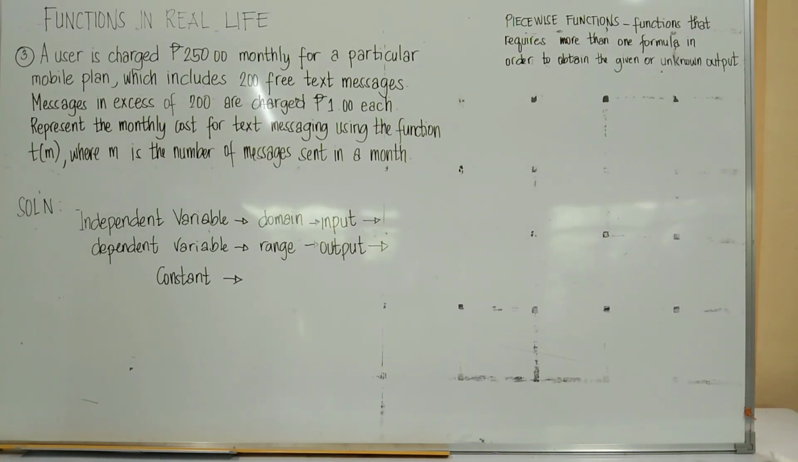Number 3 on the board. Continuing our functions in real life. A user is charged 250 pesos monthly for a particular mobile plan, which includes 200 free text messages. Messages in excess of 200 are charged 1 peso each. Represent the monthly cost for the text messaging using the function T of M, where M is the number of messages sent in a month.